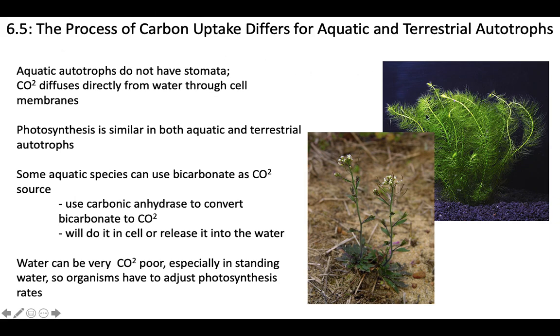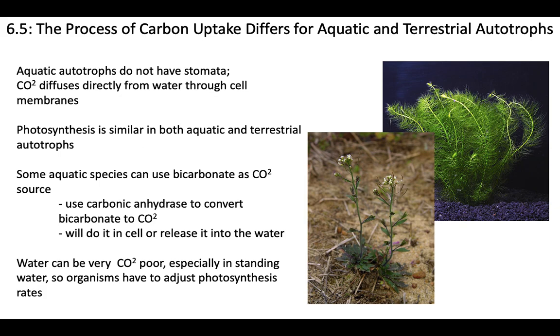Aquatic autotrophs, like this aquatic plant here, we will go and look at some aquatic autotrophs in lab at Palmer Pond, because there's a lot in there right now. We'll go look at some. Aquatic autotrophs do not have stomata. Carbon dioxide is going to diffuse directly from the water through the cell membranes. So stomata are a unique adaptation in terrestrial plants to living on land and having to deal with water availability. The process of photosynthesis, the reactions, is going to be similar in both aquatic and terrestrial autotrophs.